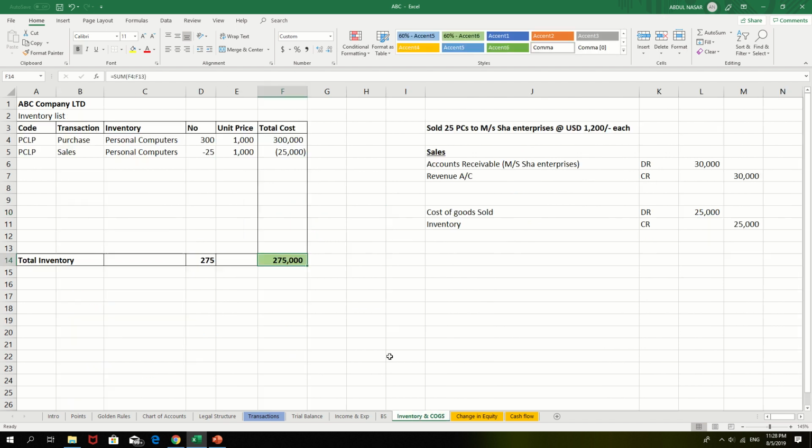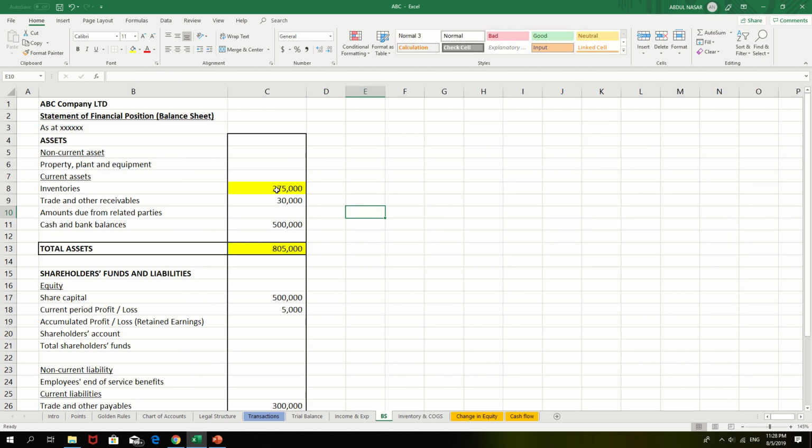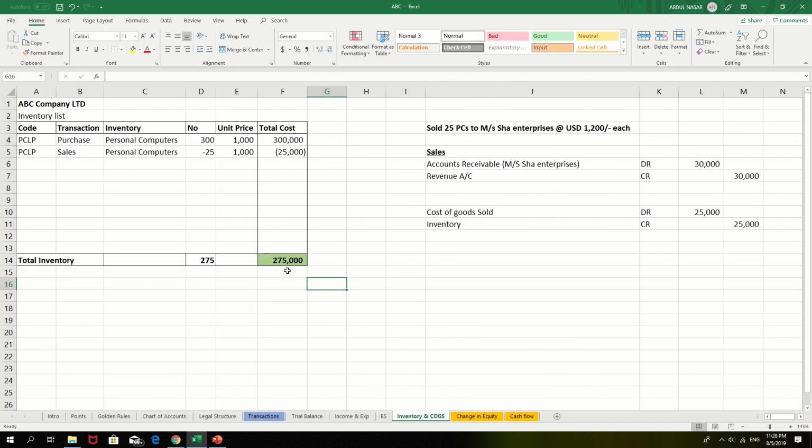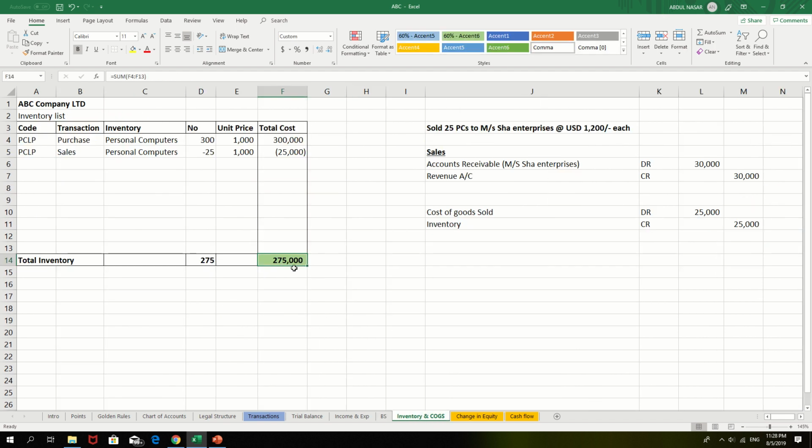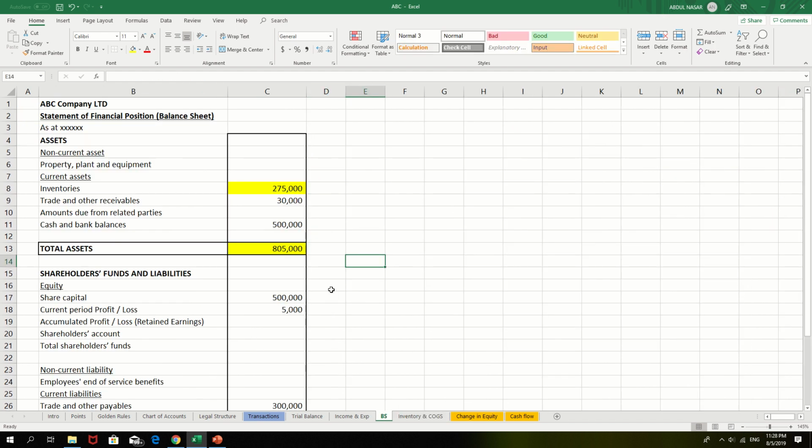So always remember one thing: 275,000 inventory, this is your general ledger balance sheet. And if you go into your ERP or accounting system, your inventory account subledger also must show 275,000. If there is a difference, that means there is something wrong. So always tally this.